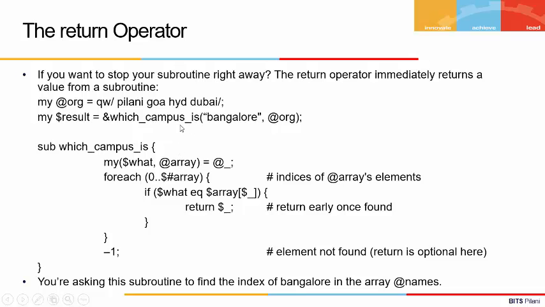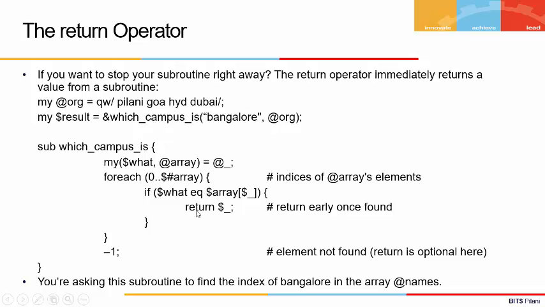Here the argument that has been passed is the array, and I will check it with what. For each value, the index is 0 to $#array. It will check all the elements of the array, and this will check the variable what I have. The value of the variable what is Bangalore now. So is it equivalent? It will check with all the values of the array, that is with Pilani, Goa, Hyderabad and Dubai.